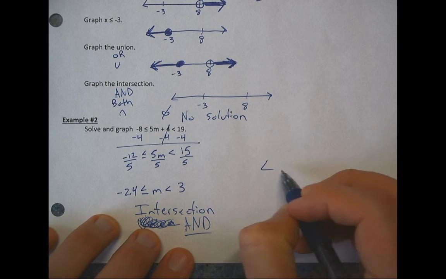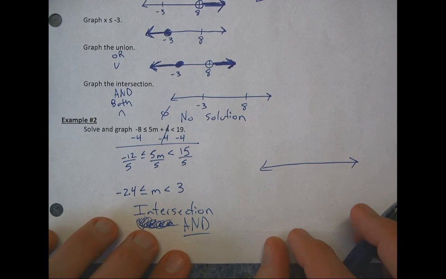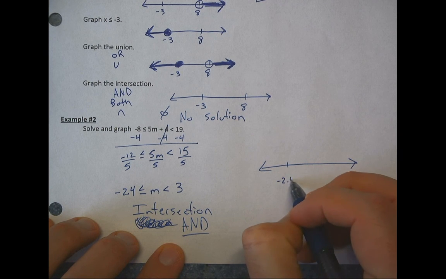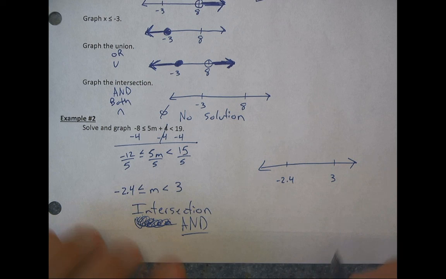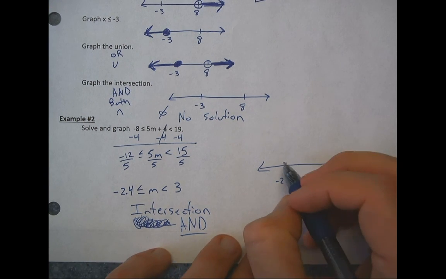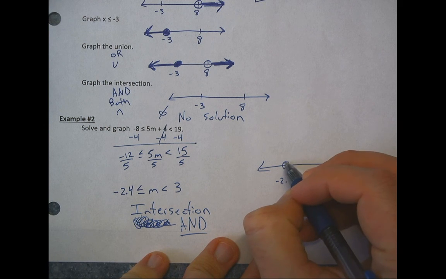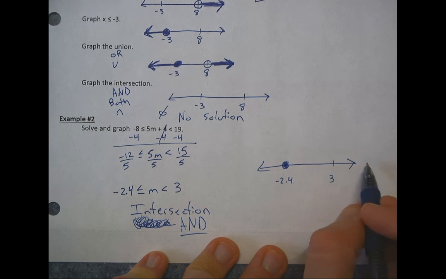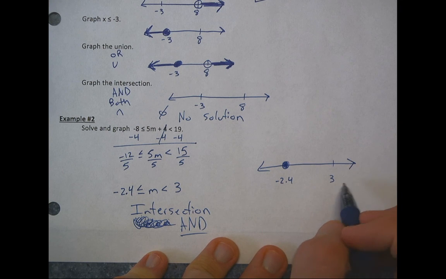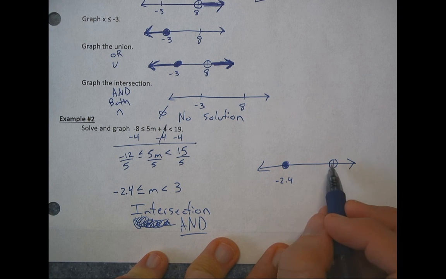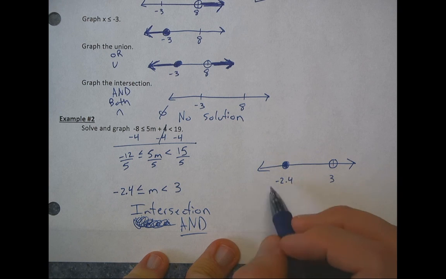So when we graph this, we're only graphing the part of the solutions that fit both of these. If I put -2.4 down here and 3 up here, if I was just going to graph m greater than or equal to -2.4, I'm going to fill in my circle, and greater than would go this direction, and I'd shade, and it would go on forever. And m being less than 3, I'd have an open circle, and then it would go less than forever.